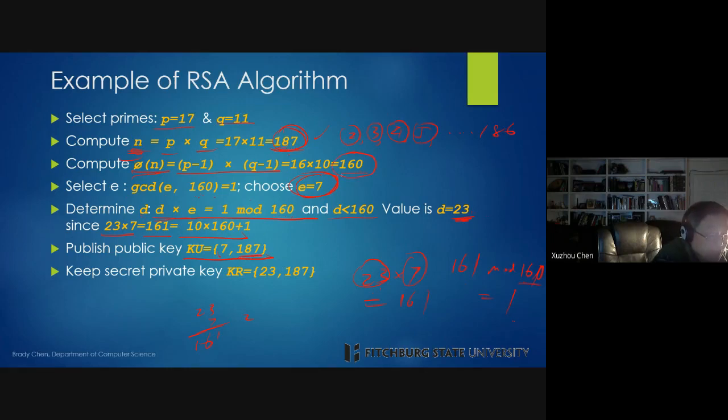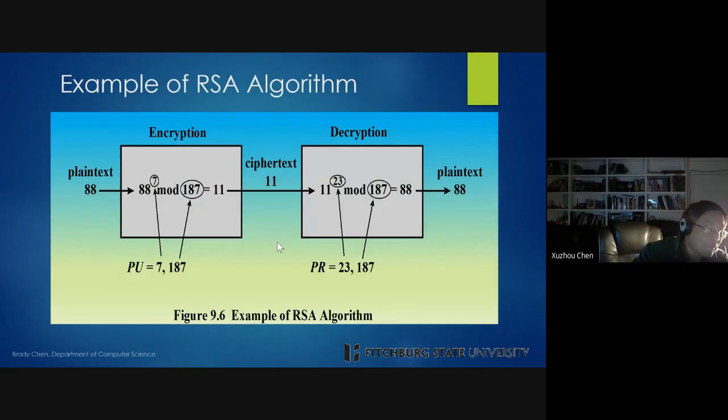Don't tell people this 160, because it's going to take a while for people to figure out what phi of n is, which is 160. And then your private key, secret key, is 23, the other value, and 187. Now to do the encryption, you can encrypt a number. For example, if the plain text is 88, which is smaller than 187, right? You have to make sure the plain text you choose must be smaller than 187, the value n.